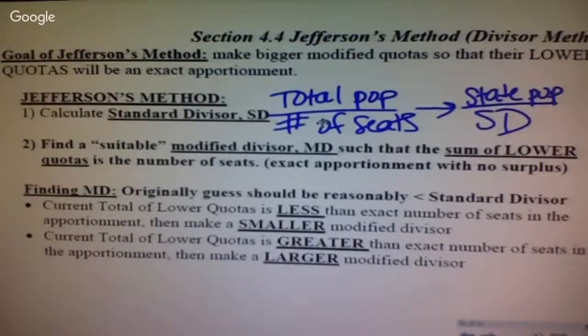So what we're going to do is change this standard divisor as many times as we need to, so that when we give everybody their lower quota, it finally equals that number of seats. Okay, it's a lot. So this method will start with lower quotas and play the guessing game. Monday's method will start with upper quotas and play the guessing game. And the last method will do normal rounding and play the guessing game. So from here on out, it's guessing games.